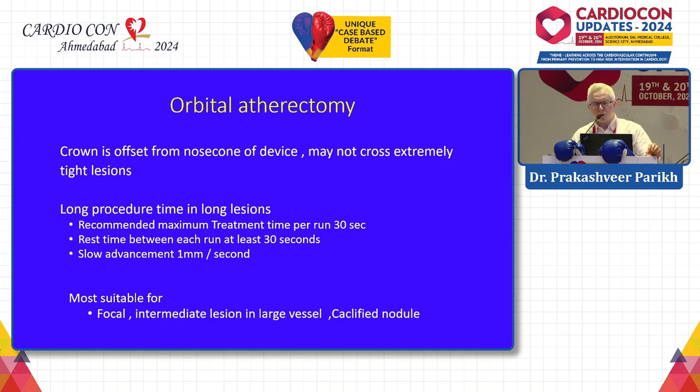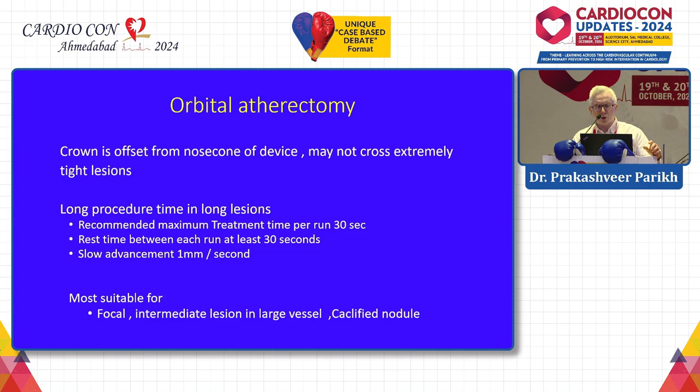Similarly, orbital atherectomy is not the best device to cross an uncrossable calcified lesion because the ablative surface, the crown, is offset from the nosecone of the device. It is 6 millimeters proximal to the tip of the catheter. So it will not be able to cross extremely tight lesions.